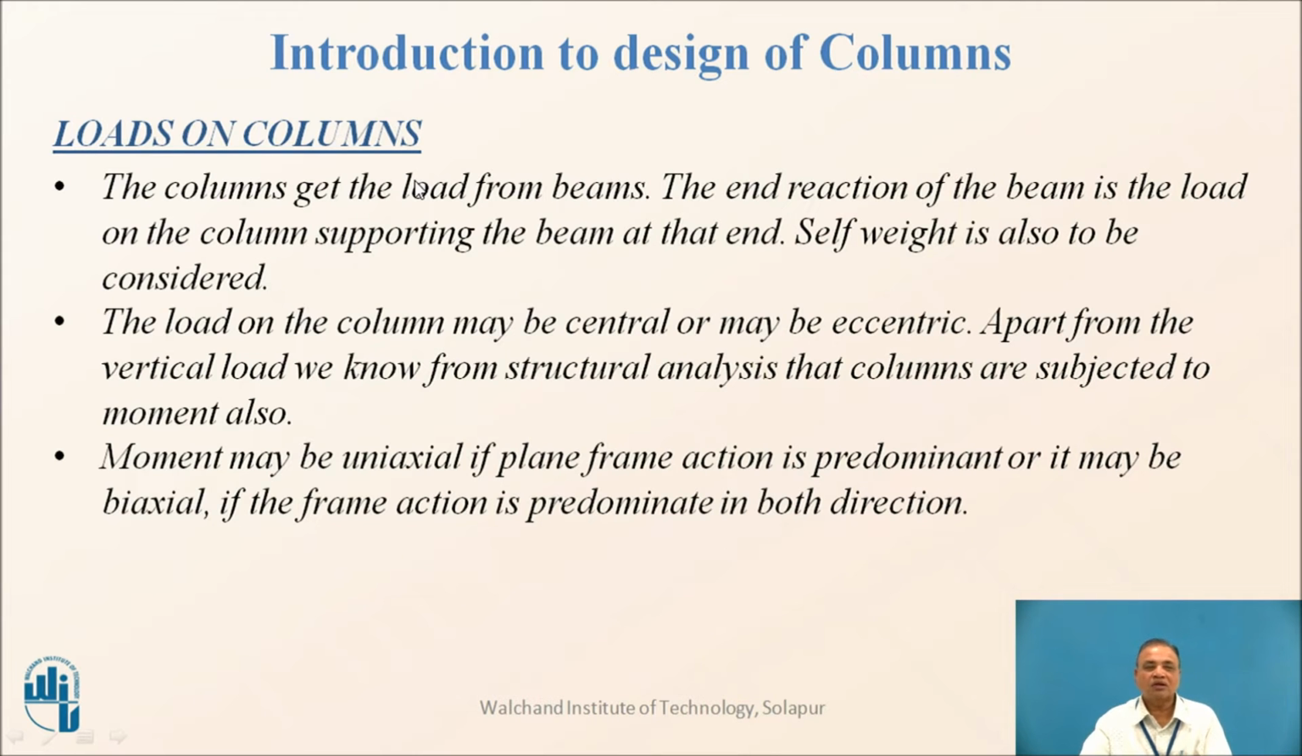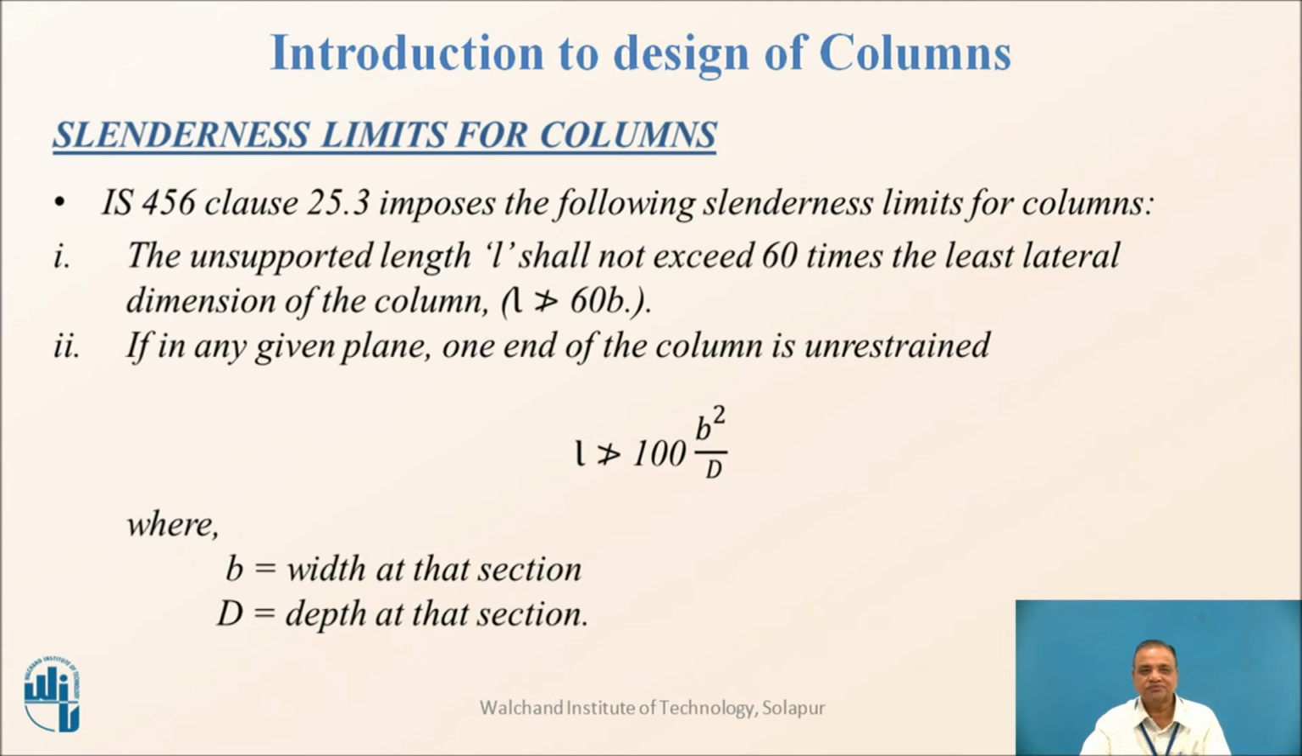Then load on the column. The load on the column is transferred from the beams, and the self weight of the column is also to be considered. Then if the loads are eccentric, in that particular case it may be subjected to axial load with uniaxial bending, and axial loading with biaxial bending. So these are the three conditions we come across in case of loading on the columns.